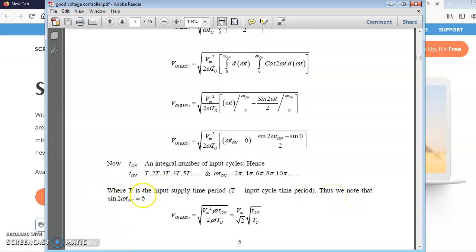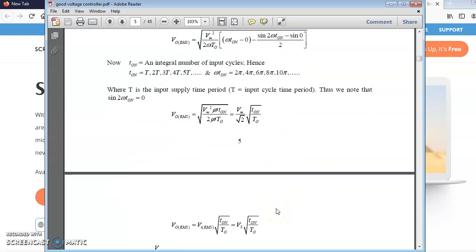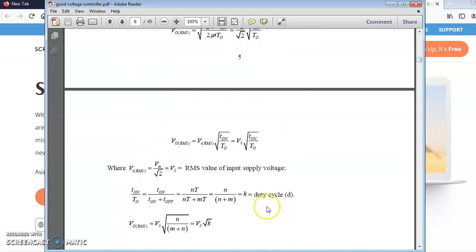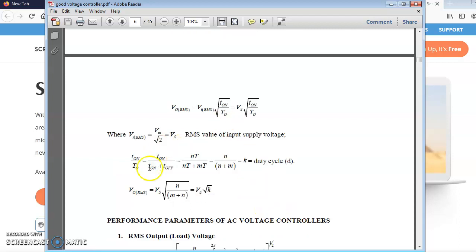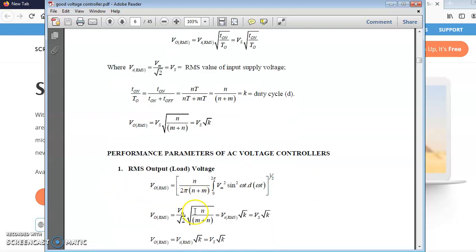Now, what is T? T, capital T, is the input supply time period, and T on and T off can be written in this manner. This is the T on, so omega T on can be written in this manner. We have to put the values of T on and T off in terms of N and M, which we have already defined, and we will get this expression for VRMS.